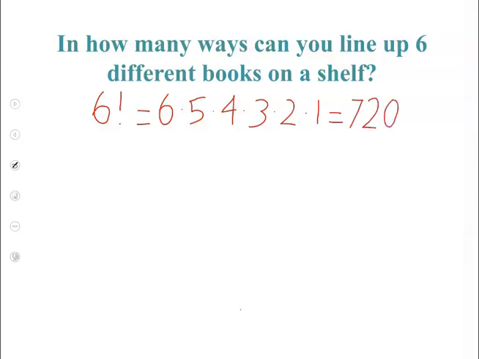720. A way to calculate this is that you don't have to multiply them all at once. You can say 6 times 5 is 30. Times 4 is going to be 120, 360, 720, and the 1 will make no difference. Okay, great. So this is just how to arrange 6 different books on a shelf.